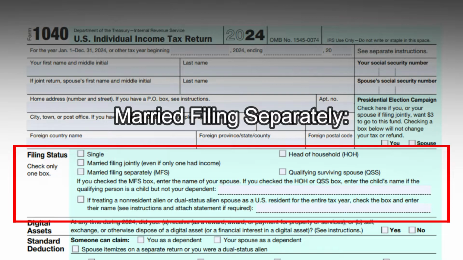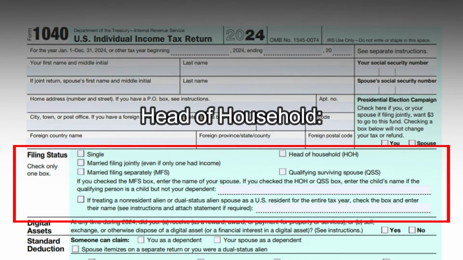Married, filing separately. If you're married but choose to file separately, this may be beneficial in certain situations, such as when one spouse has large medical expenses or the other has a significant amount of debt. Head of household. This is for unmarried individuals who have a dependent and meet certain requirements, e.g., you paid more than half of the household expenses and lived with your dependent for more than half the year.